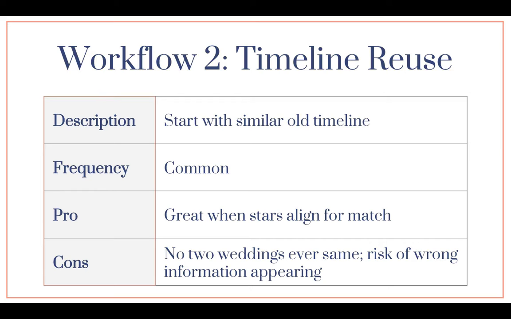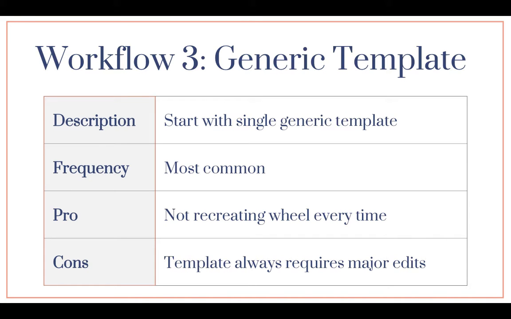So let's look at workflow number 3, which is actually the most common workflow. It's what I call the generic template workflow. And this is the approach that most planners have. They just have a single generic template. And when they start a timeline, they're going through their contracts, pulling out the relevant information, plugging that into the timeline, moving things around, inserting names, etc.